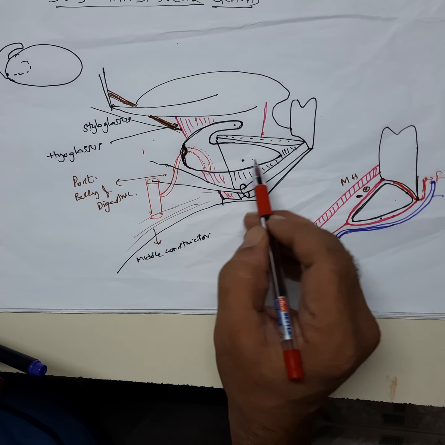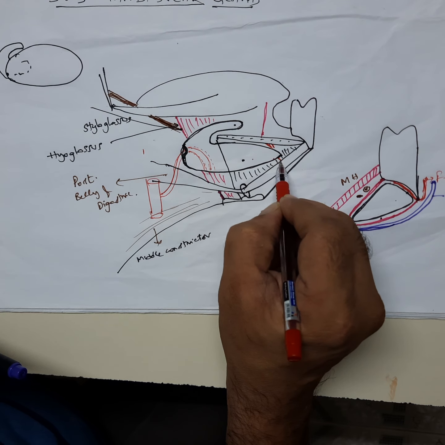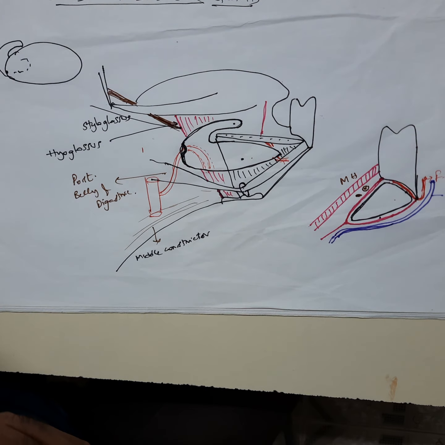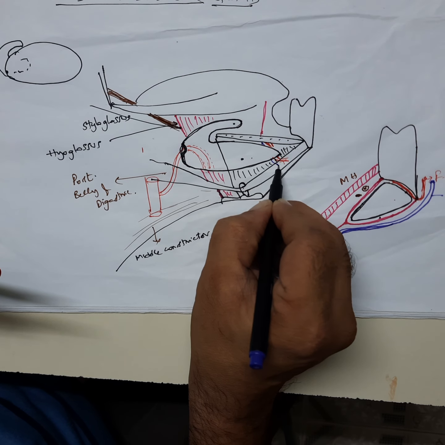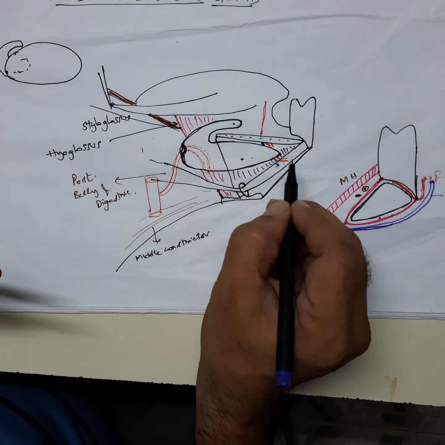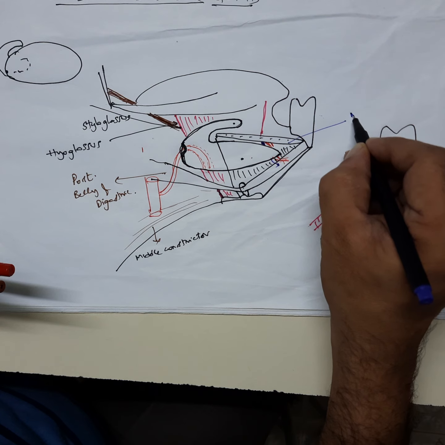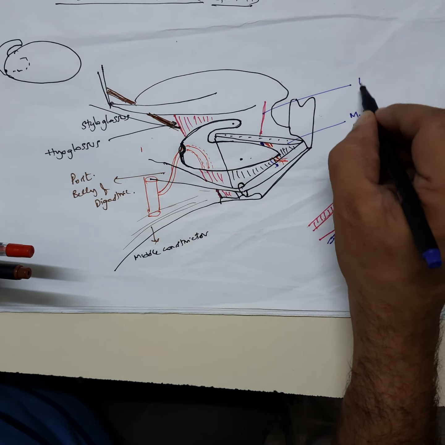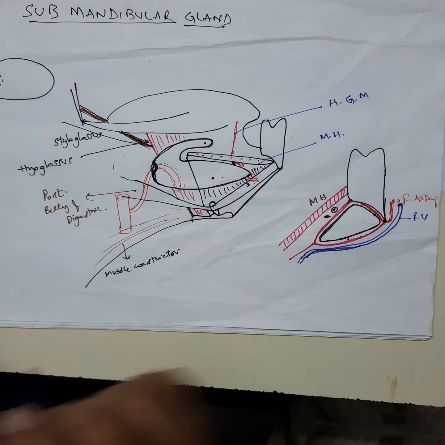In this diagram also you can see the mylohyoid muscles, nerves and mylohyoid artery. That artery also gives a twig to the anterior belly of the digastric. So, it comes like this, and the nerve also comes down from here to the anterior belly of digastric. So, these are the mylohyoid vessels and nerves. This is the mylohyoid muscle and this is the hyoglossus muscle. Remember that.